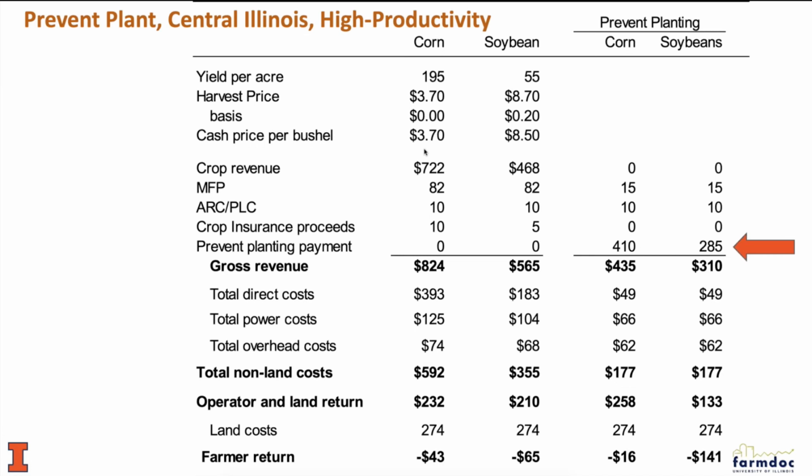Want to point out here, we also show what prevent plant will look like. And again, we built in a prevent plant payment of $410, which is based on roughly a 230 bushel APH. You'll see we got a minus 16 farmer return. Put this up here just to make the point about taking prevent plant. I heard a lot of discussion that was, well, you're going to make money at that. No, you just stop the bleeding at a certain level at that point in time.